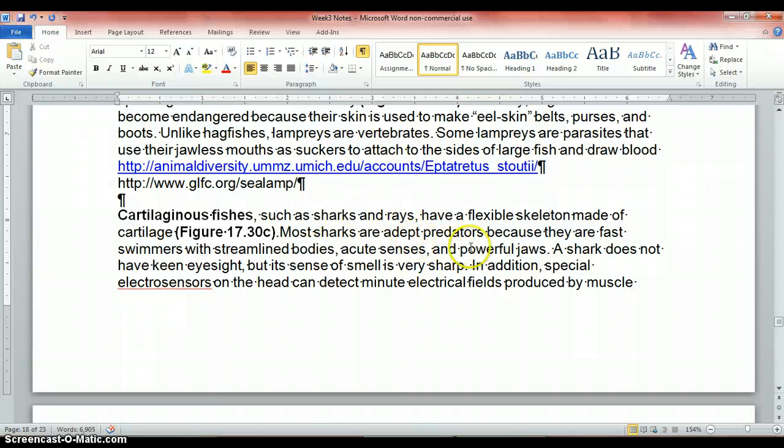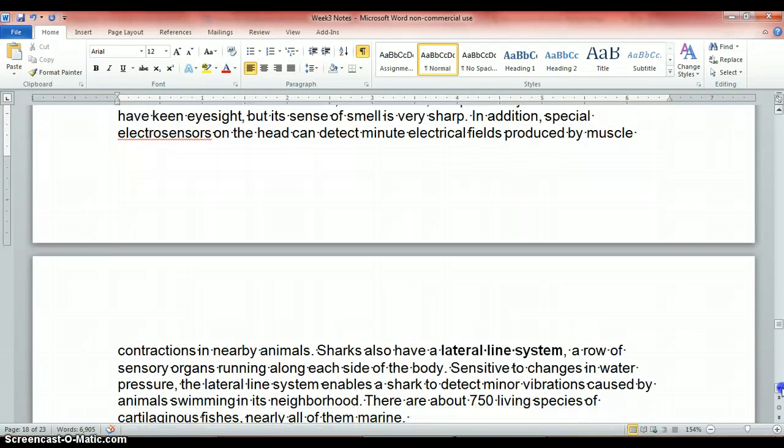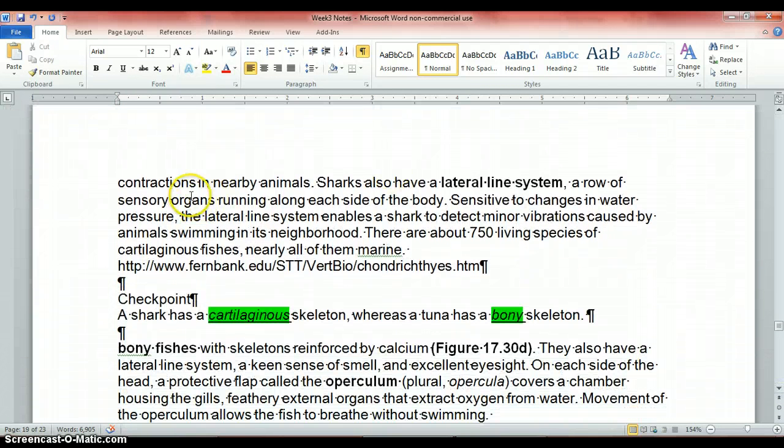Most sharks are adept predators because they are fast swimmers with streamlined bodies, acute senses, and powerful jaws. A shark does not have keen eyesight, but its sense of smell is very sharp. In addition, special electrosensors on the head can detect minute electrical fields produced by muscle contractions in nearby animals.